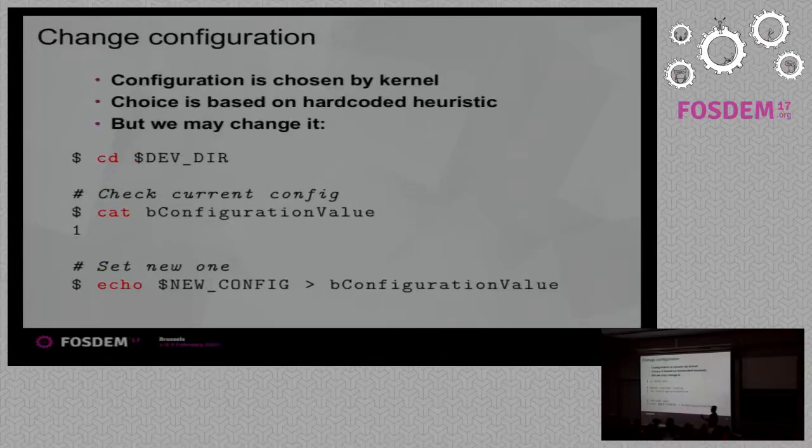So we authorized some interfaces, we know how to filter them, we know how to filter devices, but what if our kernel chooses the wrong configuration? We may have multiple configurations and our kernel chooses the first one. We just go to the device directory, check the current configuration, and simply write to this attribute to set a new one. No rocket science.